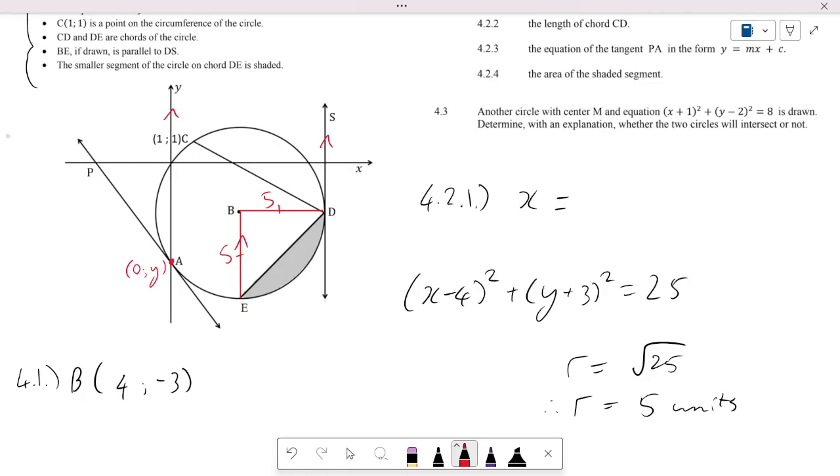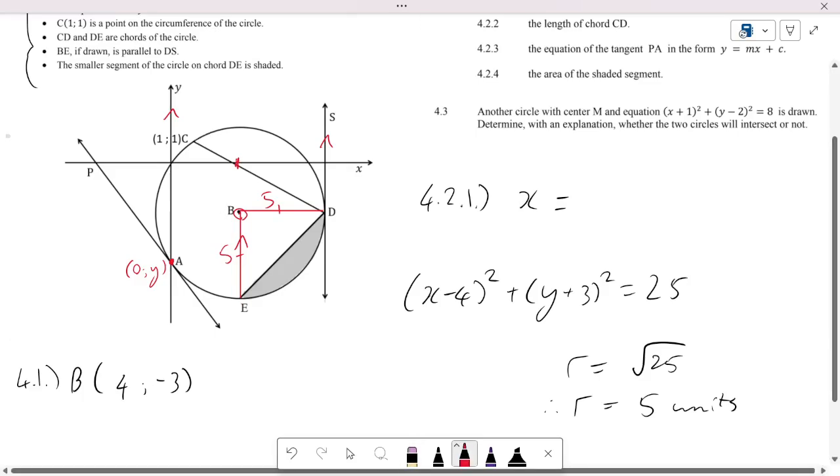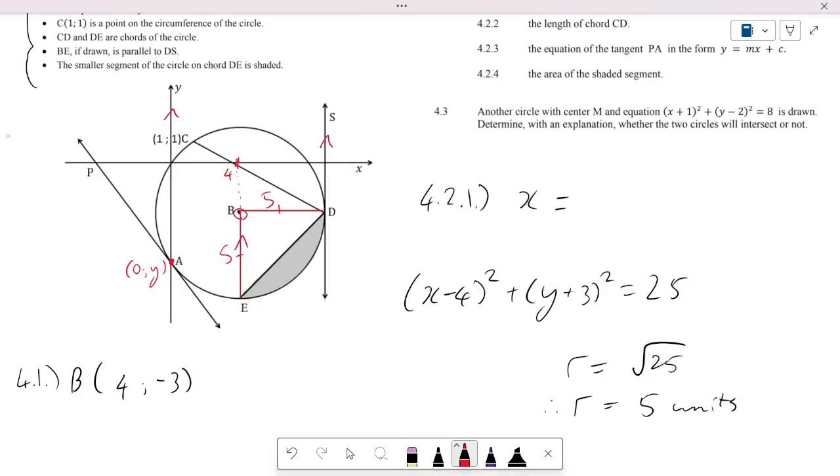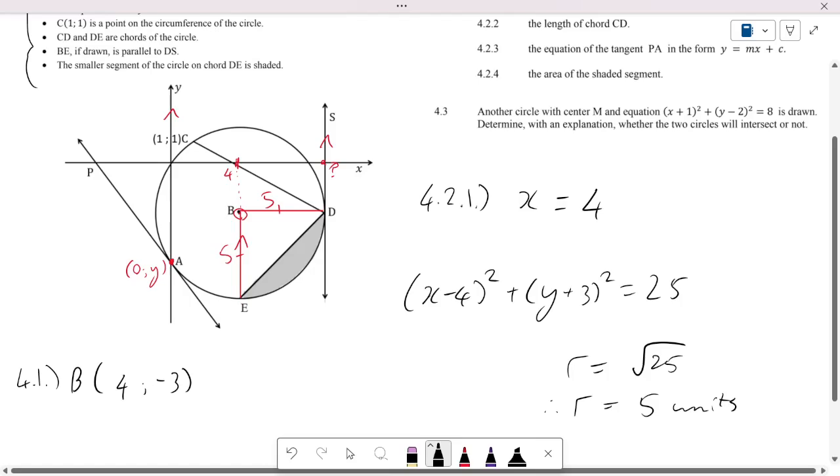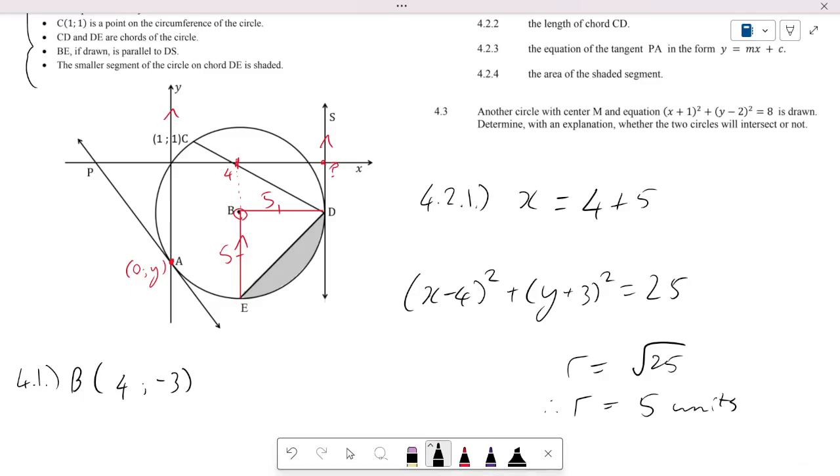Now, because that is 5 units, we're just going to take the x distance from here, which is going to be positive 4. So let me write it over here: it's 4, and it goes all the way here. Then we're going to add the 5 to get this certain distance. So x is going to be equal to the 4 we had over here. Remember, this coordinate was at positive 4, and we add the radius, because we need to add the distance here. Therefore, our equation will be x is equal to 9.